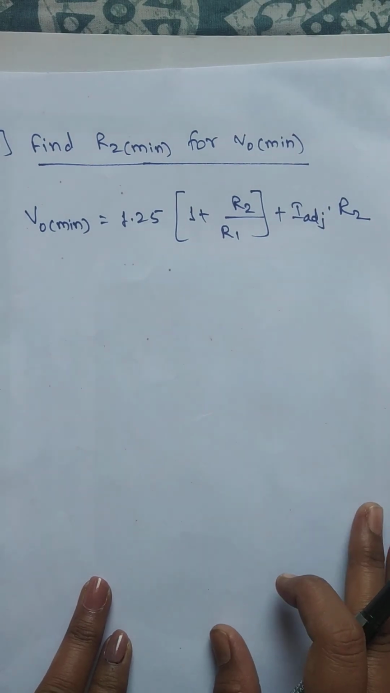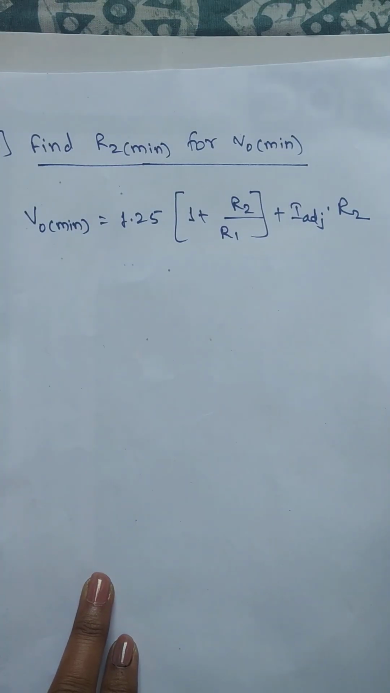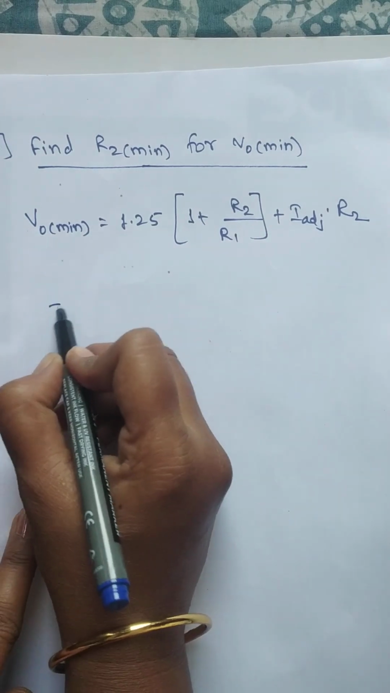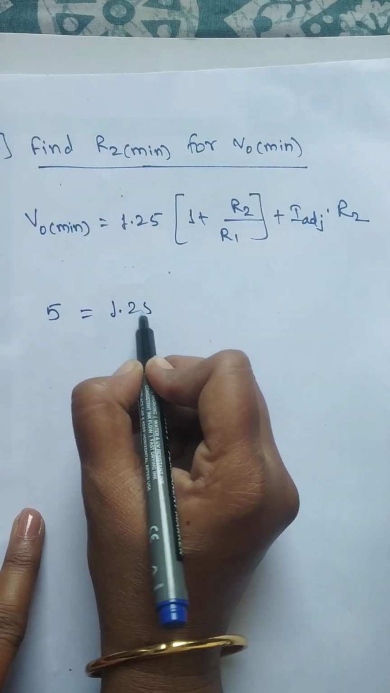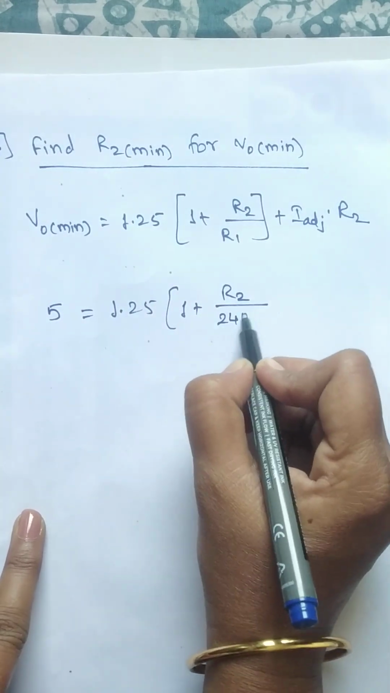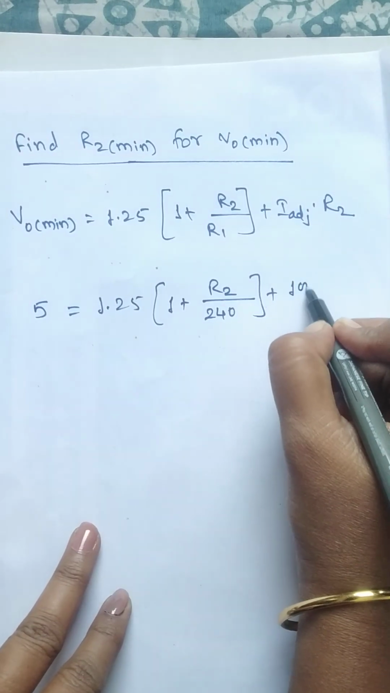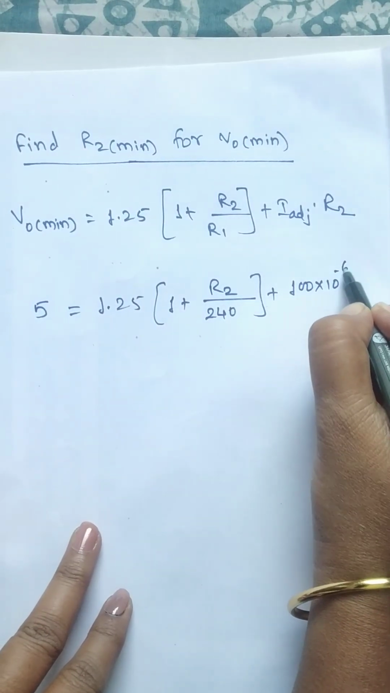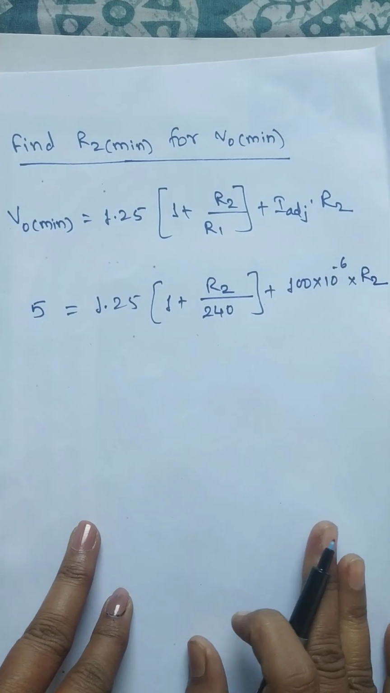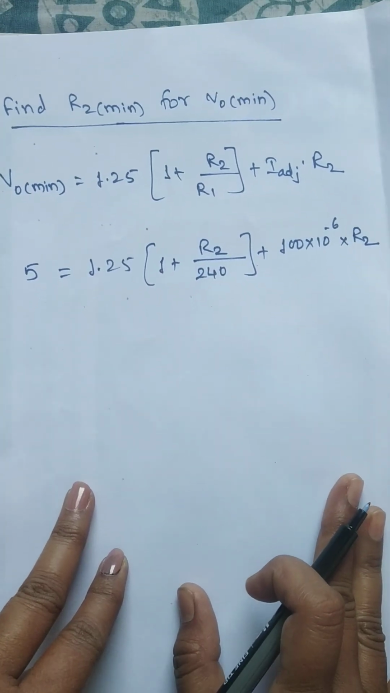So the third step is let us find the value of R2 for minimum output voltage. The minimum output voltage is given as 5 volt. So 5 is equal to 1.25 times (1 plus R2, whose value is unknown, upon R1, which is 240 ohm) plus the adjustable current, given as 100 microampere. Micro means 10 raised to minus 6, needs to be converted into ampere, multiplied by R2. Now only the R2 term is unknown in this case. You have to solve this.